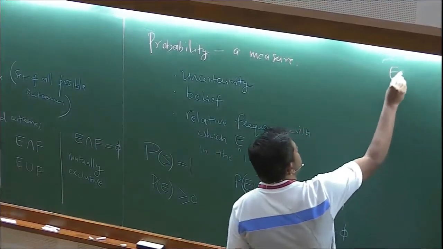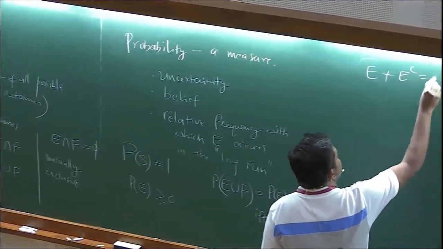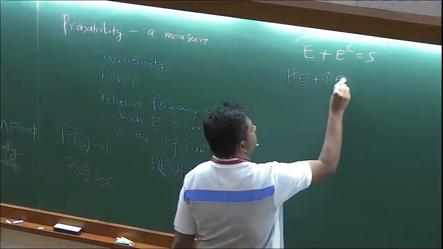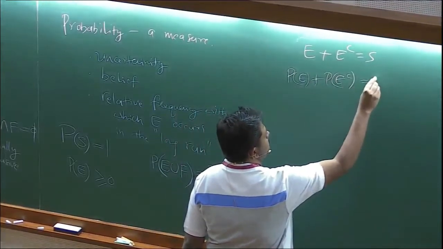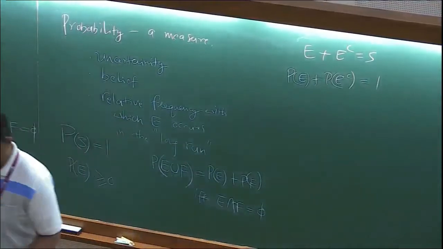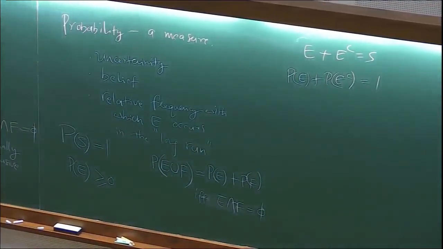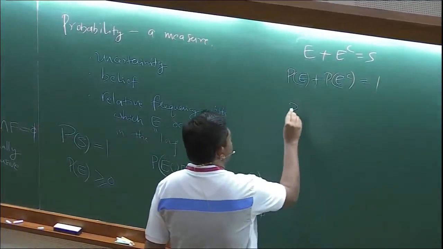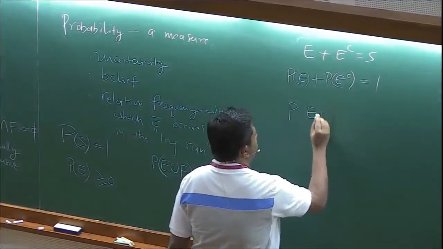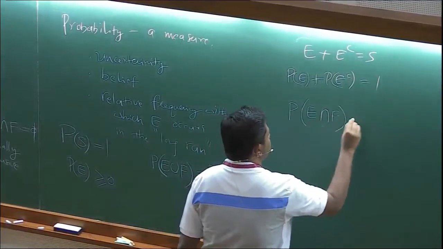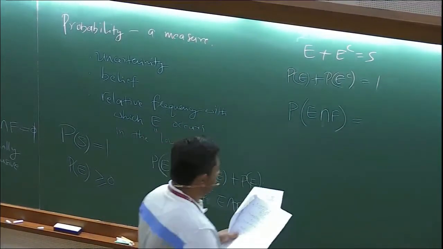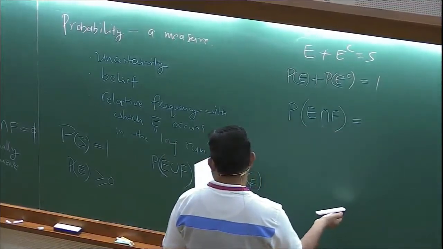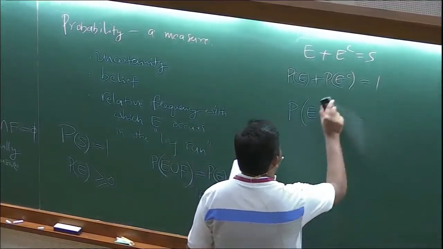Now, since E plus E's complement is the whole sample space, what is the probability of the occurrence of E plus the probability of the occurrence of its complement? 1, right? Something happens or the complement of that happens. Therefore, their sum is 1. What about this one? If you have two events E and F, and you look at the probability of the occurrence of the union of E and F, how do you write this?